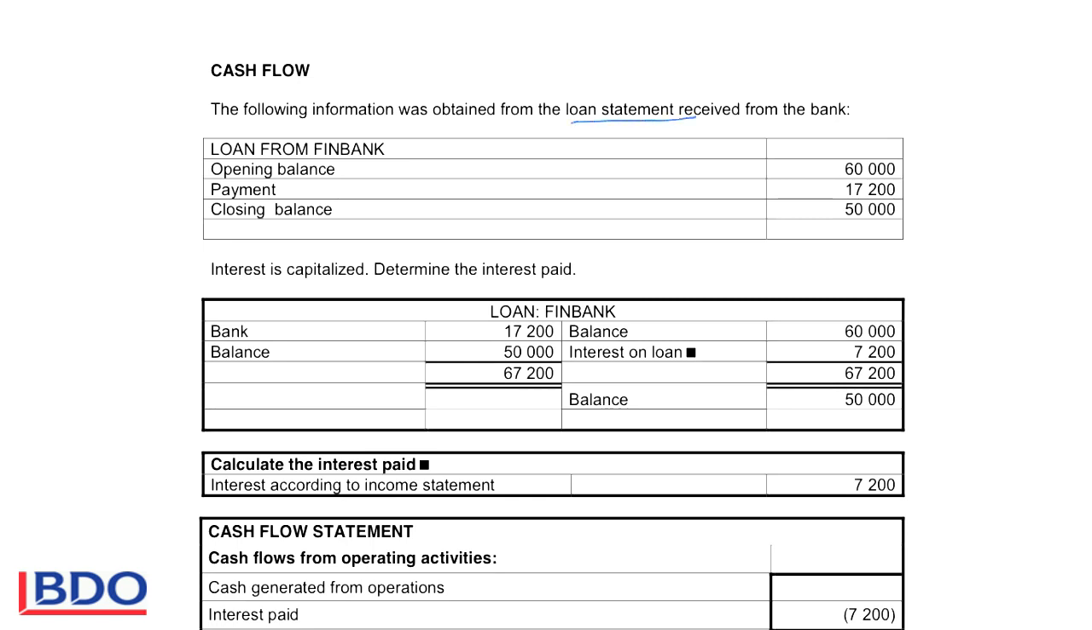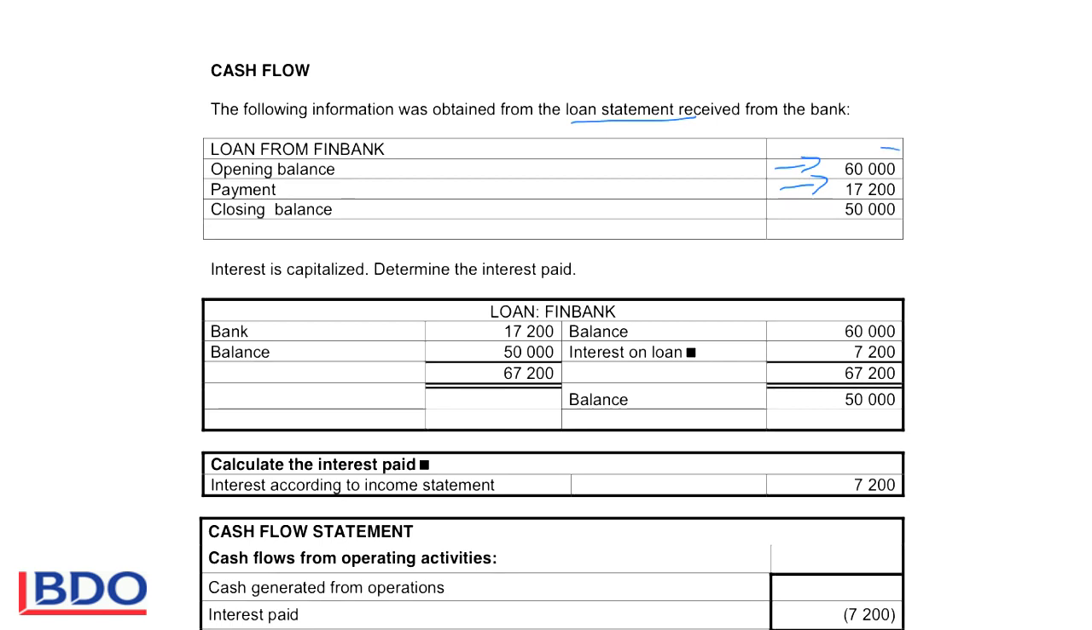we owe 50,000 at the end of the year. At the beginning of the year, we owed 60,000, and during the year we made a payment of 17,200. So if we record this in the general ledger, we will open an account for Loan Finbank.